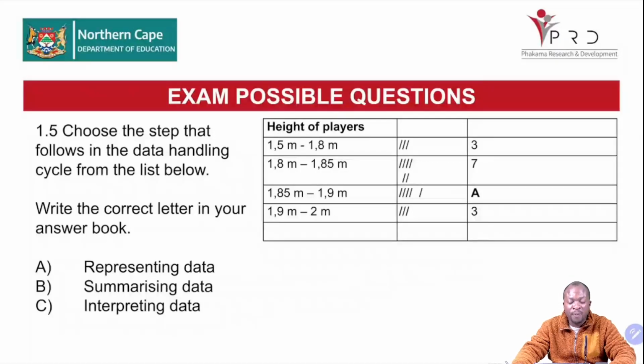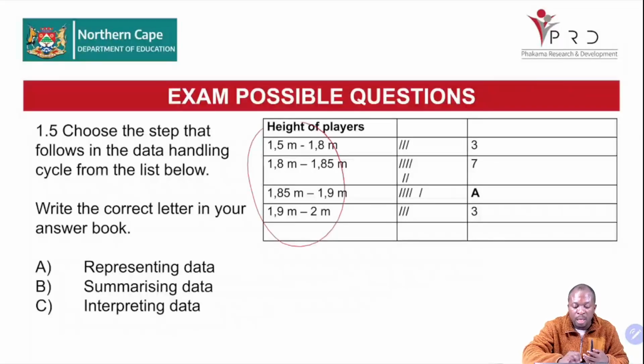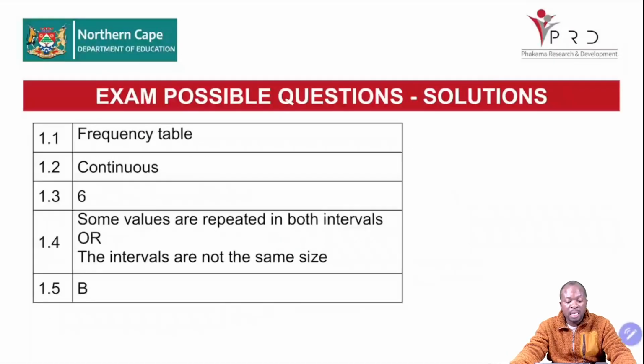We go to 1.5 first. It says, choose the step that follows in the data handling cycle from the list below. Write the correct letter in your answer book. So we have representing data, summarizing data, and interpreting data. When you look at this whole thing, which one do you think it belongs to?